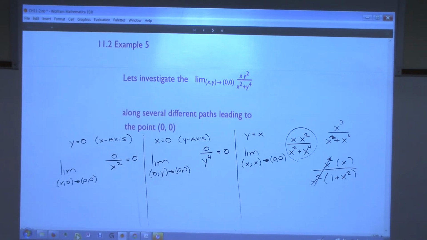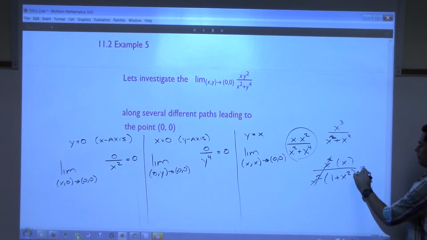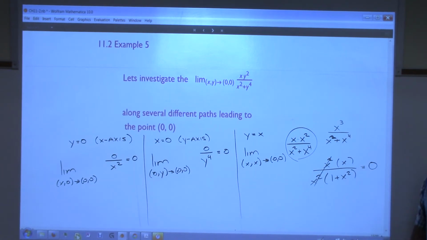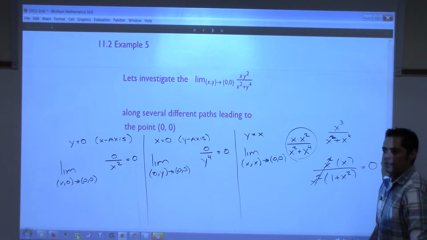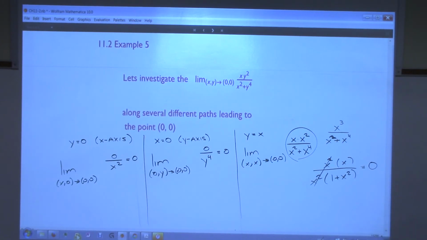So what happens here? If x goes to 0, what happens here? You get 0, don't you? You get 0? Does that help you? No, that didn't help. So what next? What's your next path?